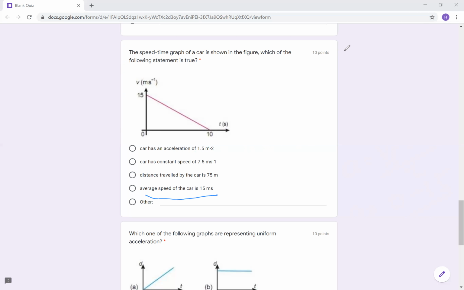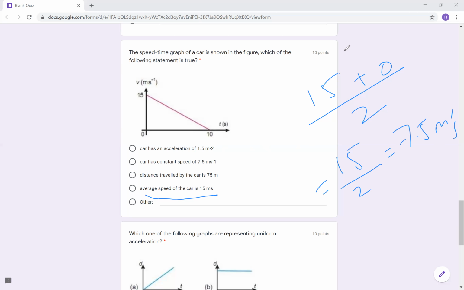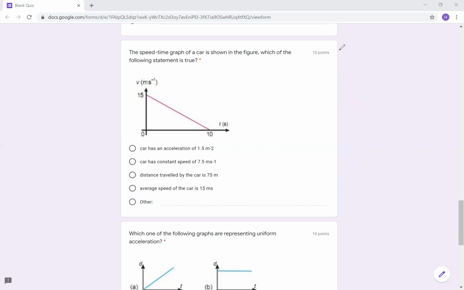Average speed of the car. What is the average speed of the car? It is 15 in the starting and 0 at the last divided by 2. So it is 15 divided by 2. It is going to be 7.5 meter per second. That is the average velocity of the car. So they have written 15. That is also not true. So the only option we have left now is basically the third option. The distance traveled by the car is 75 meters. But how can we prove that it is true or not?